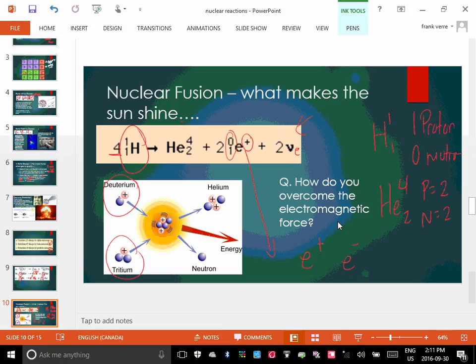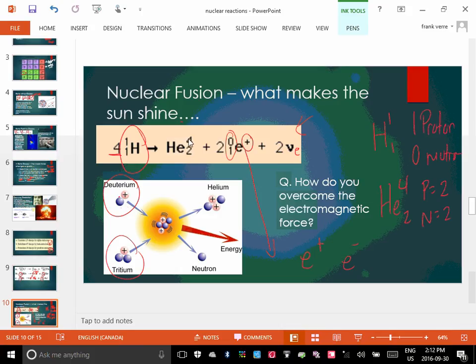But if you look at the nuclear fusion reaction, you can see it's balanced, right? You can see that the mass on the left is 4 times 1, which is 4. On the right it's 4, because remember, these two particles are considered to be massless, although in reality they're not really massless, right?